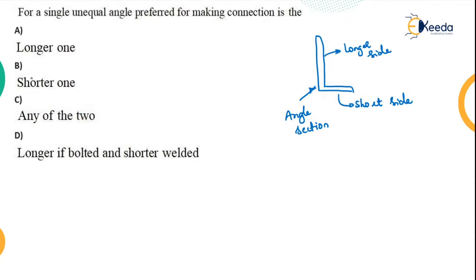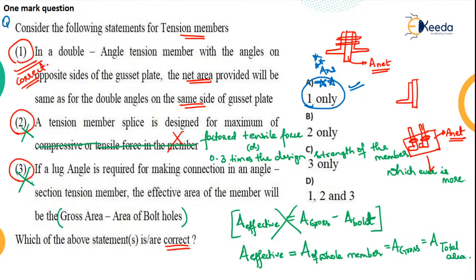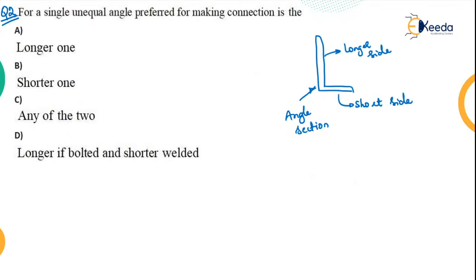Let us call this question number 2. We'll name the questions so that by the end we'll know how many questions we have solved. The options he is giving are the longer one, shorter one, any of the two, longer if bolted and shorter if welded. In this particular case, the correct answer is the longer one.